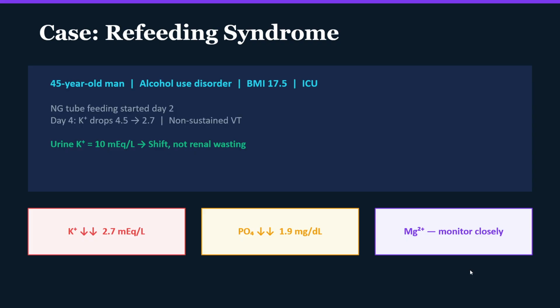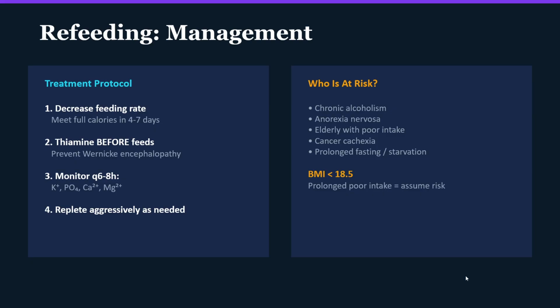And the board question asks what would best address the cause of hypokalemia? And the answer is decrease nasogastric feeding rate. No, not more potassium. Decrease the feeds. The treatment for refeeding syndrome is not to just give more potassium and keep feeding at the same rate. The treatment is to decrease the feeding rate. Start nutrition slowly. The goal is to meet full caloric requirements within 4 to 7 days, not on day 1.